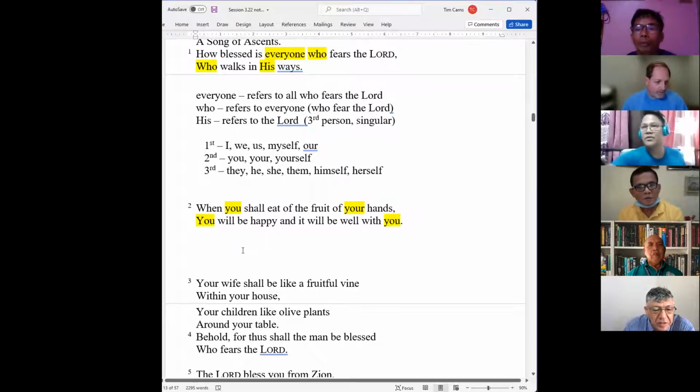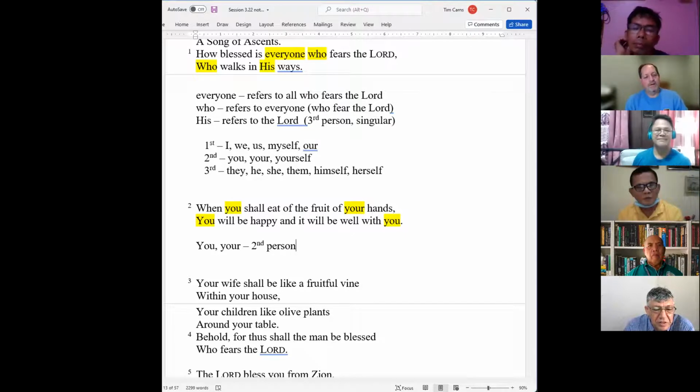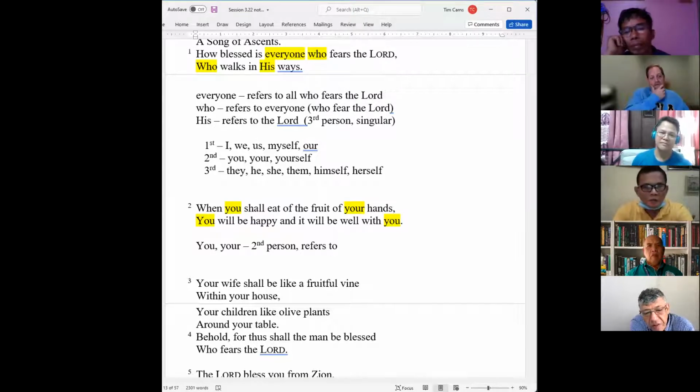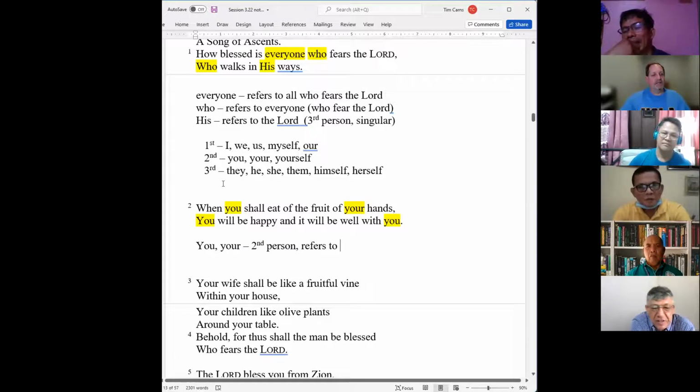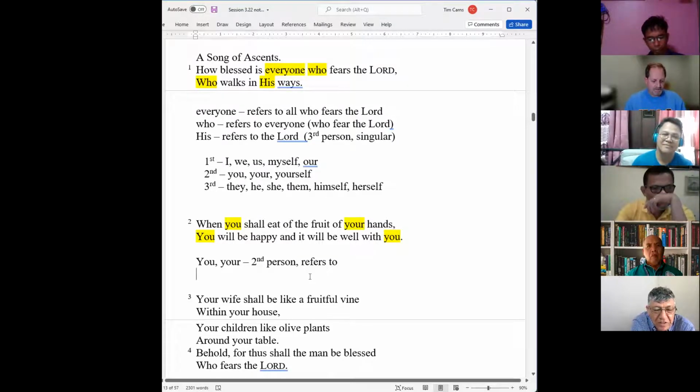Okay. So it's all you or your. The question here is, who is this referring to? It's second person, but who does it refer to? The one who fears the Lord. Well, yeah, that. But notice in the first verse, it's third person. So why didn't he say, when he shall eat of the fruit of his hands? Notice he changes it, doesn't he? There's a change here.